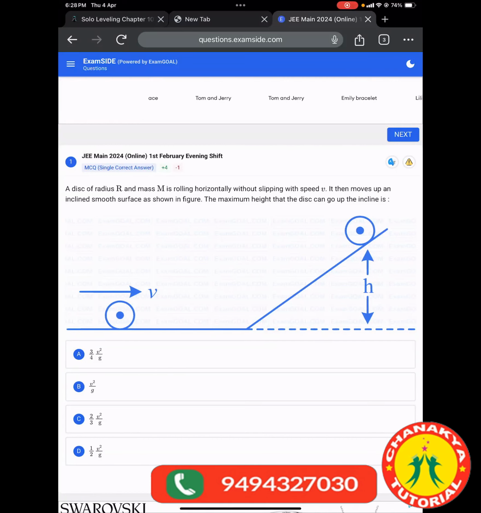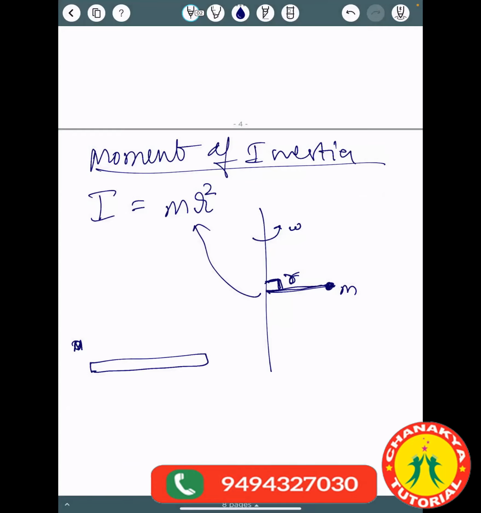See this question. Are you guys able to see? One more thing you have to know is that the relation between V and omega is R omega. Similarly, a and alpha is R alpha. These two formulas, I hope you know. Still, I'm telling you, just note this down.